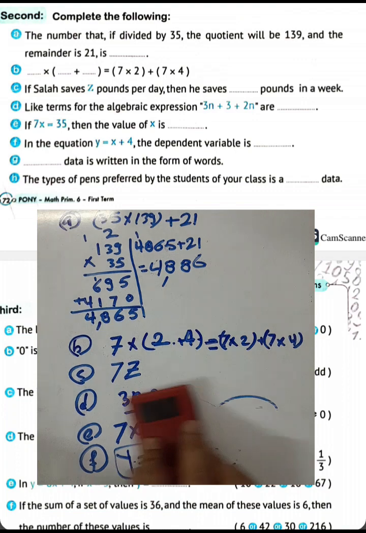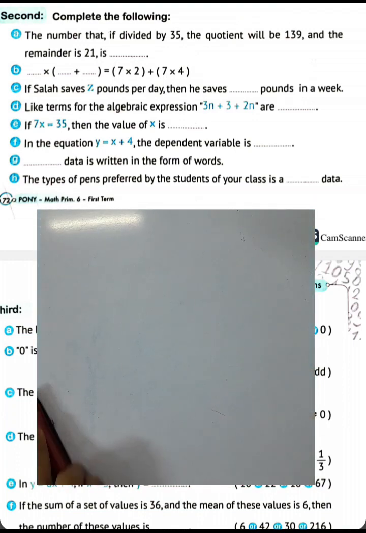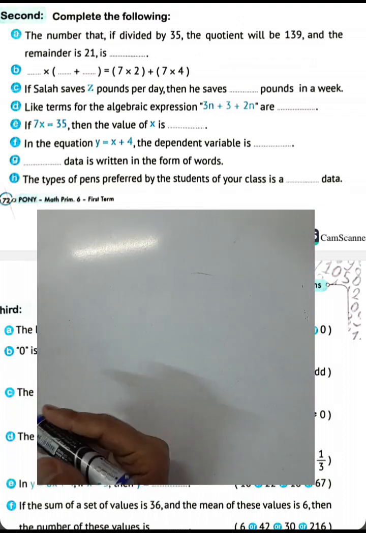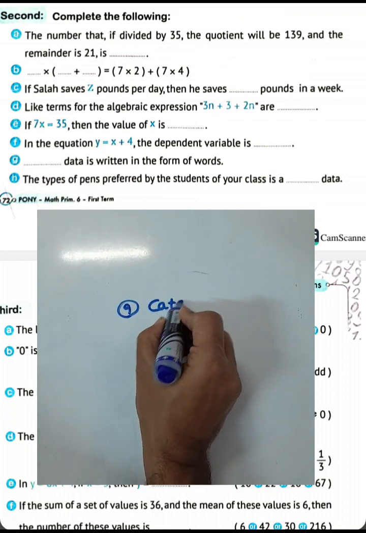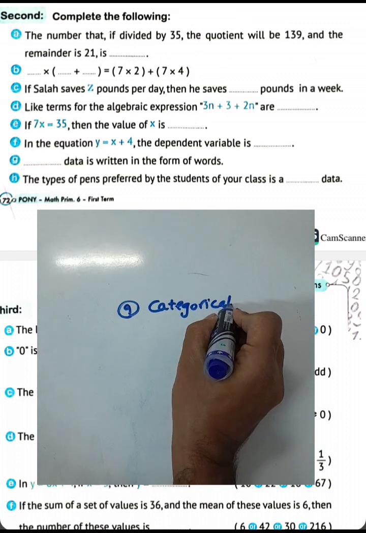Question letter G. Blank data is written in the form of words. We use description by using words in categorical data. Categorical data.